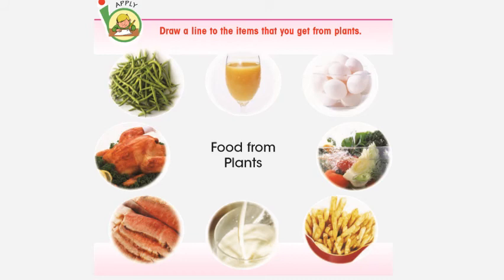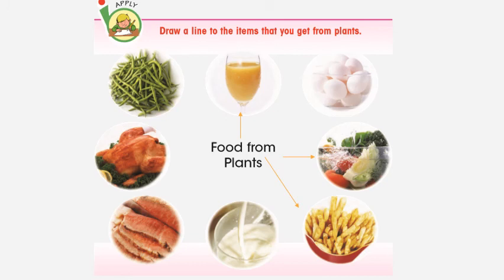We have to draw a line to the items that we get from plants. First, we have orange juice. Where do we get oranges from? We get oranges from plants. Have you ever seen an orange tree? I think yes. So, oranges are from plants. We have some eggs. Do we get eggs from plants or animals? Animals. Here we have some vegetables. Of course, vegetables are food from plants. We have some potatoes. Yum yum.